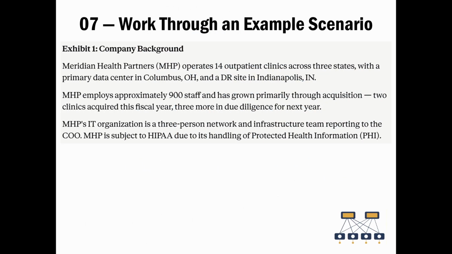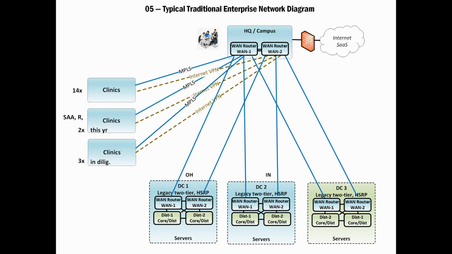Let's continue to read and highlight. MHP's IT organization is a 3-person network and infrastructure team reporting to the COO. Let us understand these highlighted items. For now, this is information only, or noise, so it's not mapped to any design drivers. Let's extract information and update our diagram. Three-person IT.